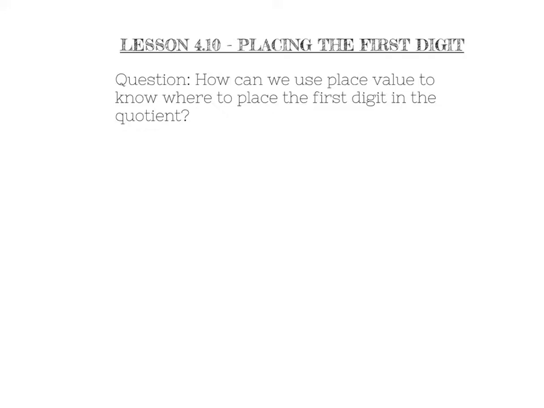Now, we've already done a lot of division, many different kinds of division, and this is going to be the first time that we really get into doing division like the traditional long division way. Before we do that, we need to look at the question. And the question is, how can we use place value to know where to place the first digit in the quotient?